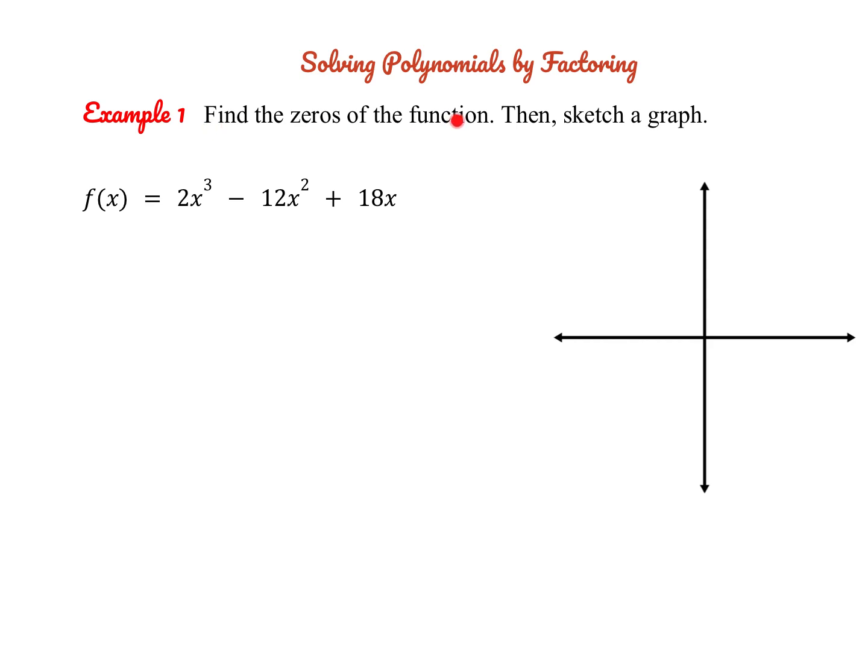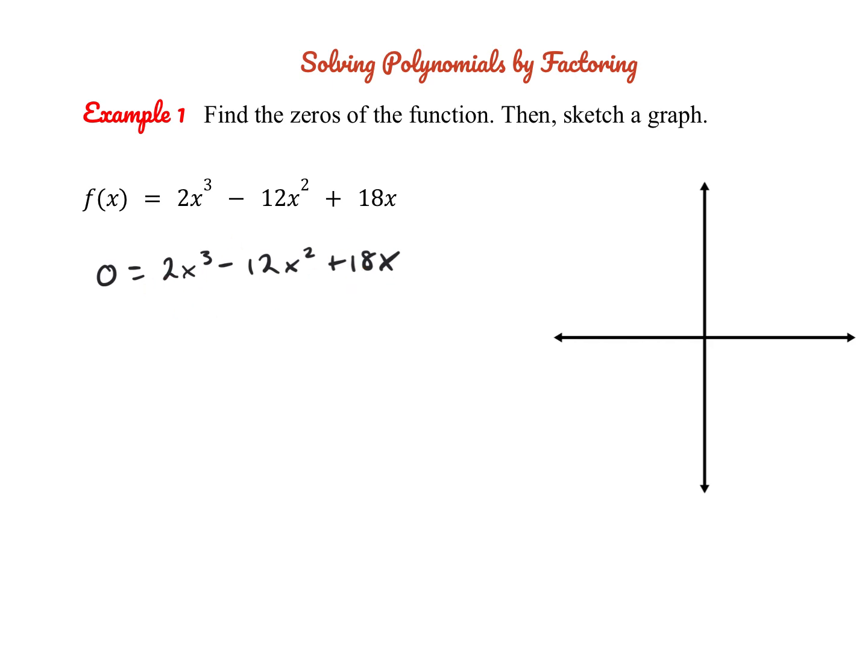So if it says find the zeros of the function, we're asking for the x-intercepts, and that means that we set our y value equal to 0. So it's always going to be the first thing that we do. And then again, we should try to factor if at all possible. Here, we always check for a GCF first.